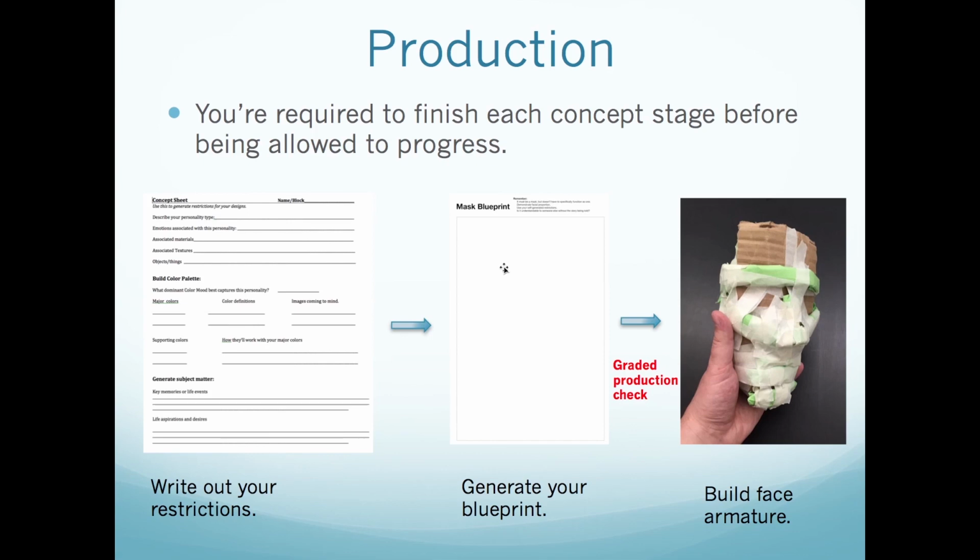Use color, use as much skill as you can. You want to solve as many problems at this stage so that all you have to do is focus on controlling the paper mache later. You'll have a graded production check after this step. And to get the go-ahead to move on to armature building, you have to have both of these steps completed. You can't put paper mache over a pre-generated template or a pre-made mask or even a mannequin head. In your own personal work you can, but for this project, just cardboard, paper, tape, wire, all the good stuff.